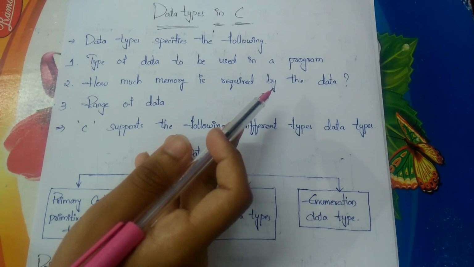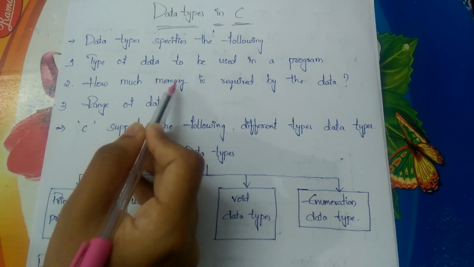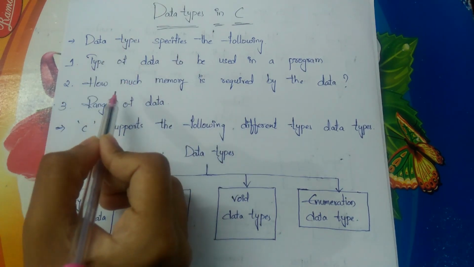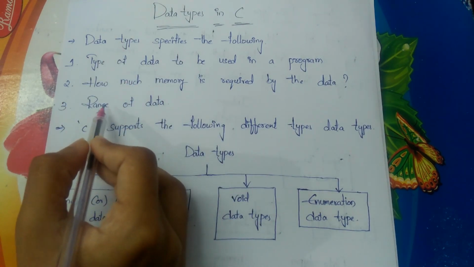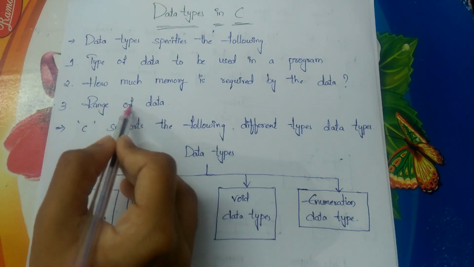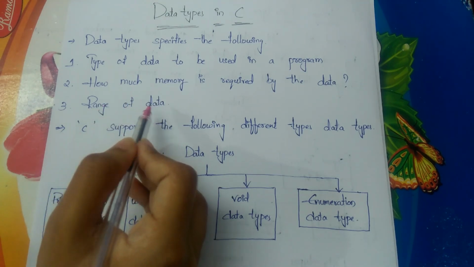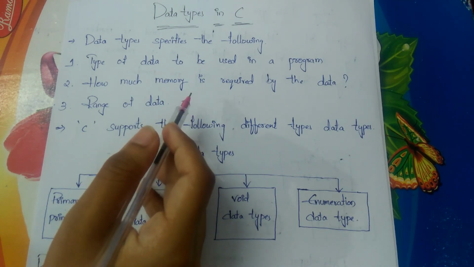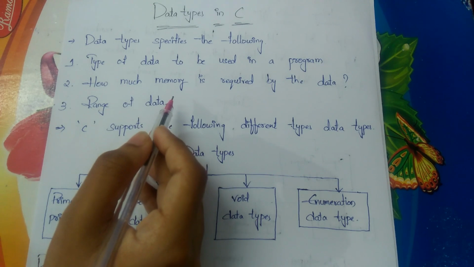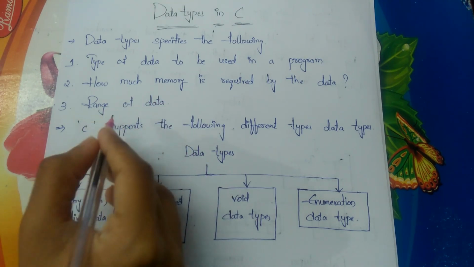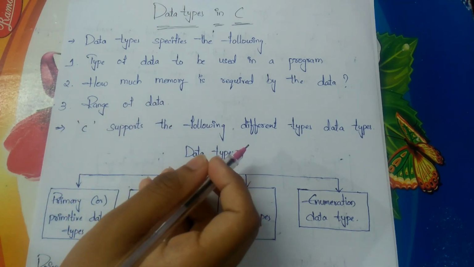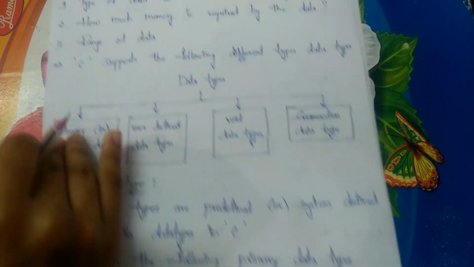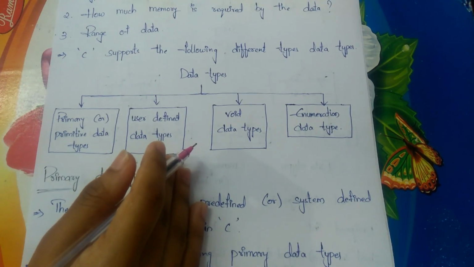Whatever data I have written, how much memory the data occupies is also specified by the data types. And we can also find out the range of the data. Integer has some range, character has some range, float has some range, double also has some range. So every data type has some range. Now C supports the following different types of data types. So here we have some of the data types. C supports all of these.